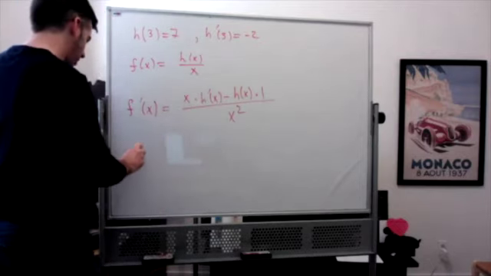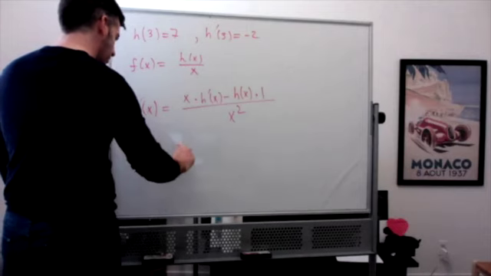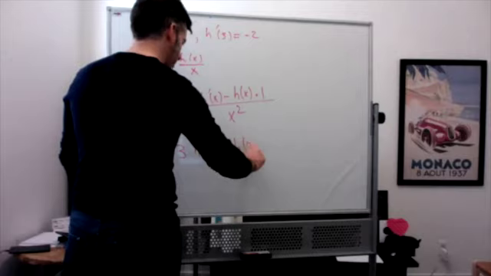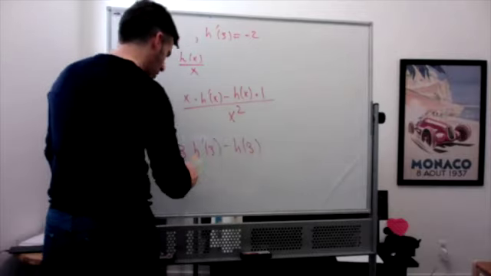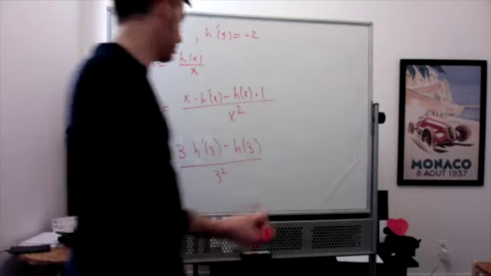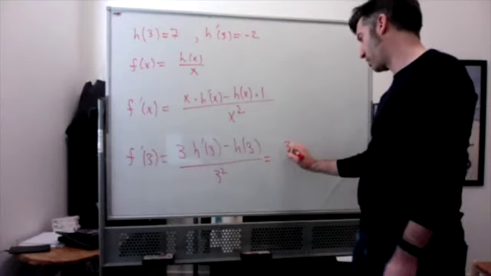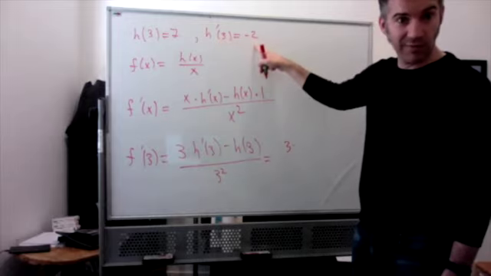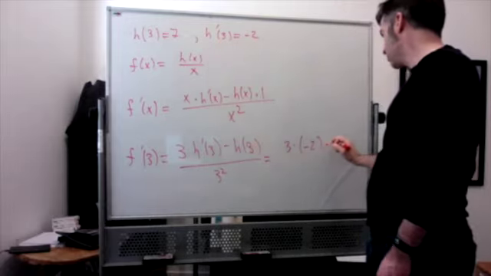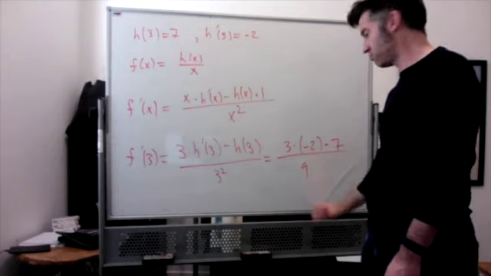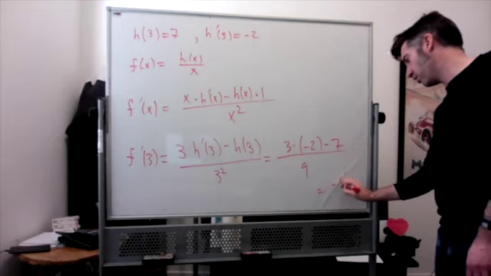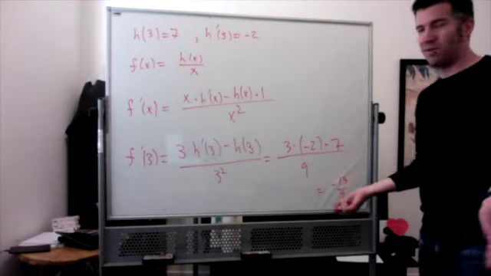So the f prime of 3 is 3 times h prime of 3 minus h of 3 times 1 over 3 squared. That's kind of it. And then we just evaluate. So I get 3 times h prime of 3, which is -2, minus h of 3, which is 7, all over 9. So I get -6 minus 7 is -13 over 9. So that's how we do a problem like that, right?